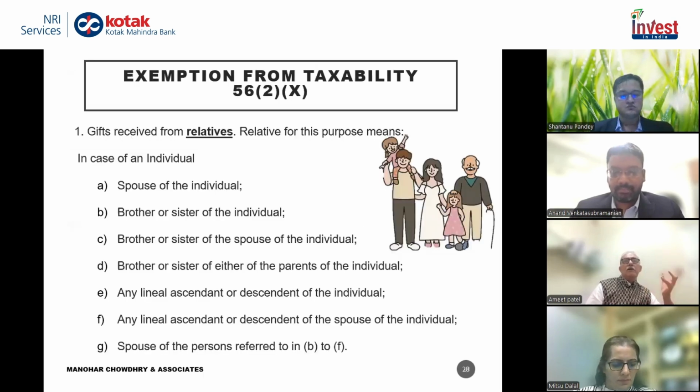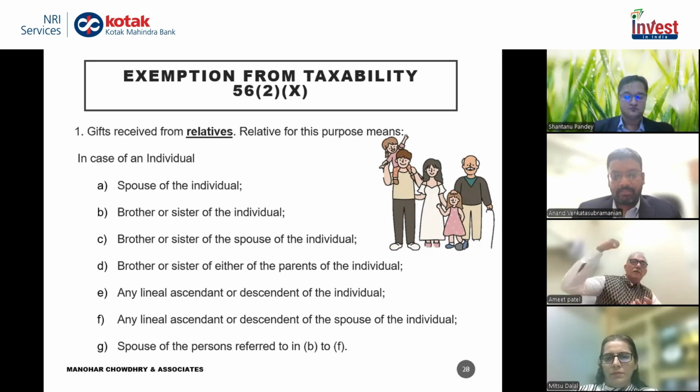But gifts received from relatives are exempt from the provisions of taxation under this section. So, what is a relative? In case of an individual, and this is all with reference to the person who receives the gift, the person receiving the gift has to check whether the person who has given the gift is my relative or not. And who is my relative?